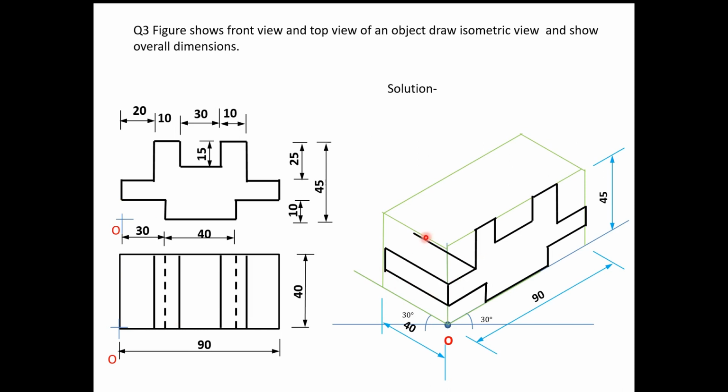Next, this edge is also visible in the top view. This edge is also visible, so we will connect this and complete this. Next, this edge is visible. You can see here they are overlapping. This edge is also 40 mm, again this is 40 mm. Then connect this. This is vertical, so you have to draw this vertical. This is inclined, so you have to draw it parallel to this. Again we join this, and last is this much.